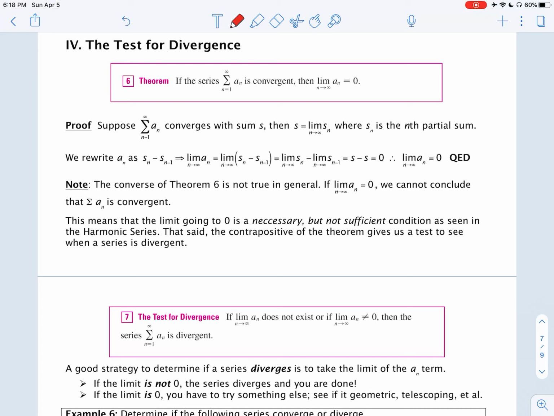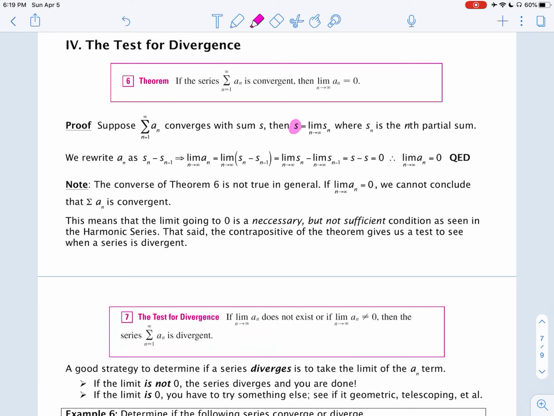So suppose the series a sub n does converge. So a1 plus a2 plus a3 plus dot dot dot plus a sub n plus dot dot dot forever actually converges. Well, then that means the limit of the partial sums converges. And if that converges, it's going to converge to a finite number. So let's call that number S, right? And S sub n is that nth partial sum.